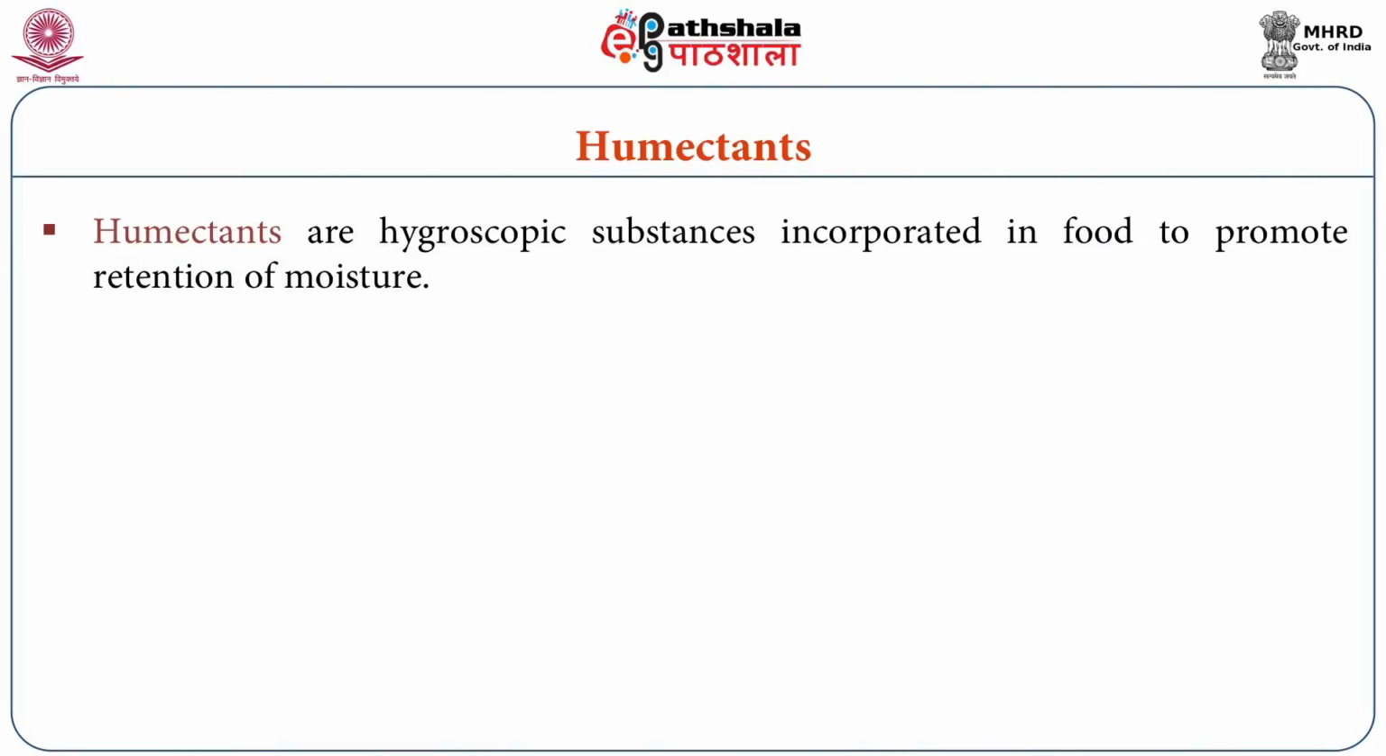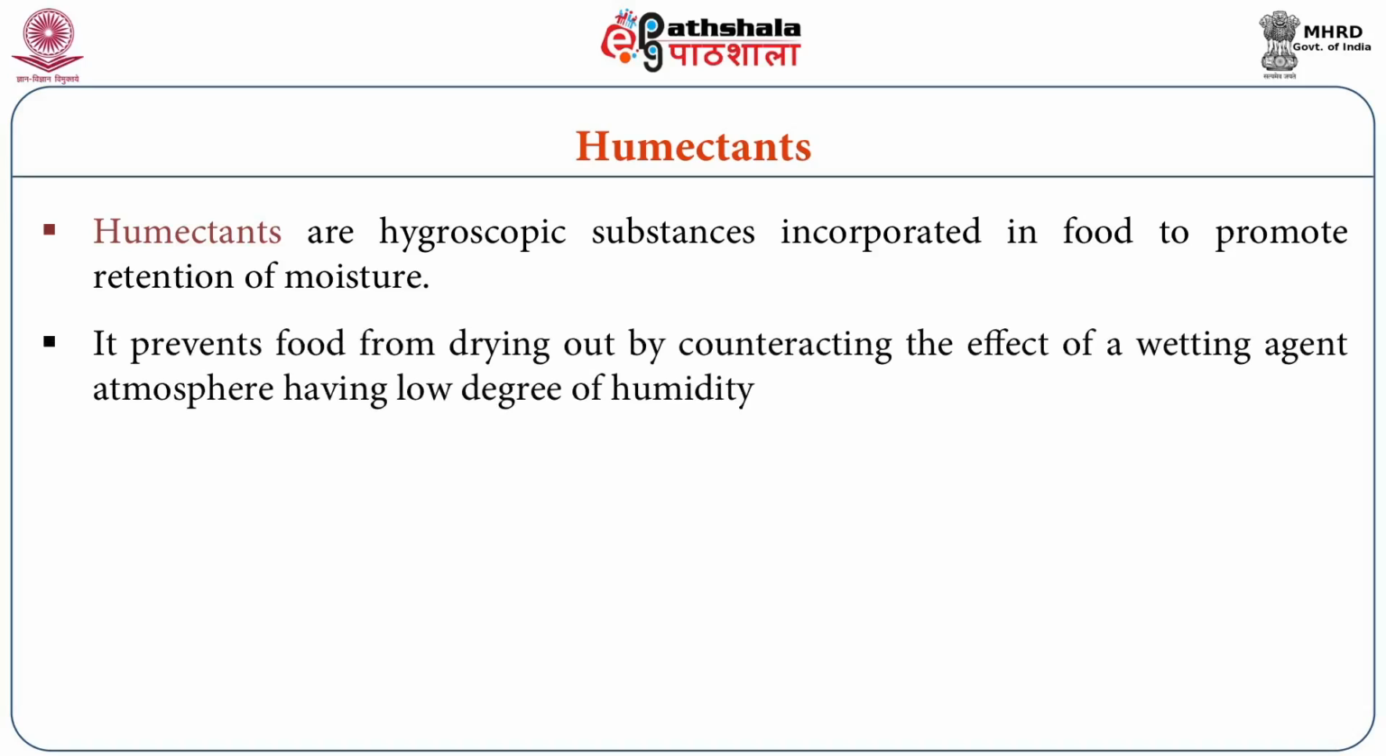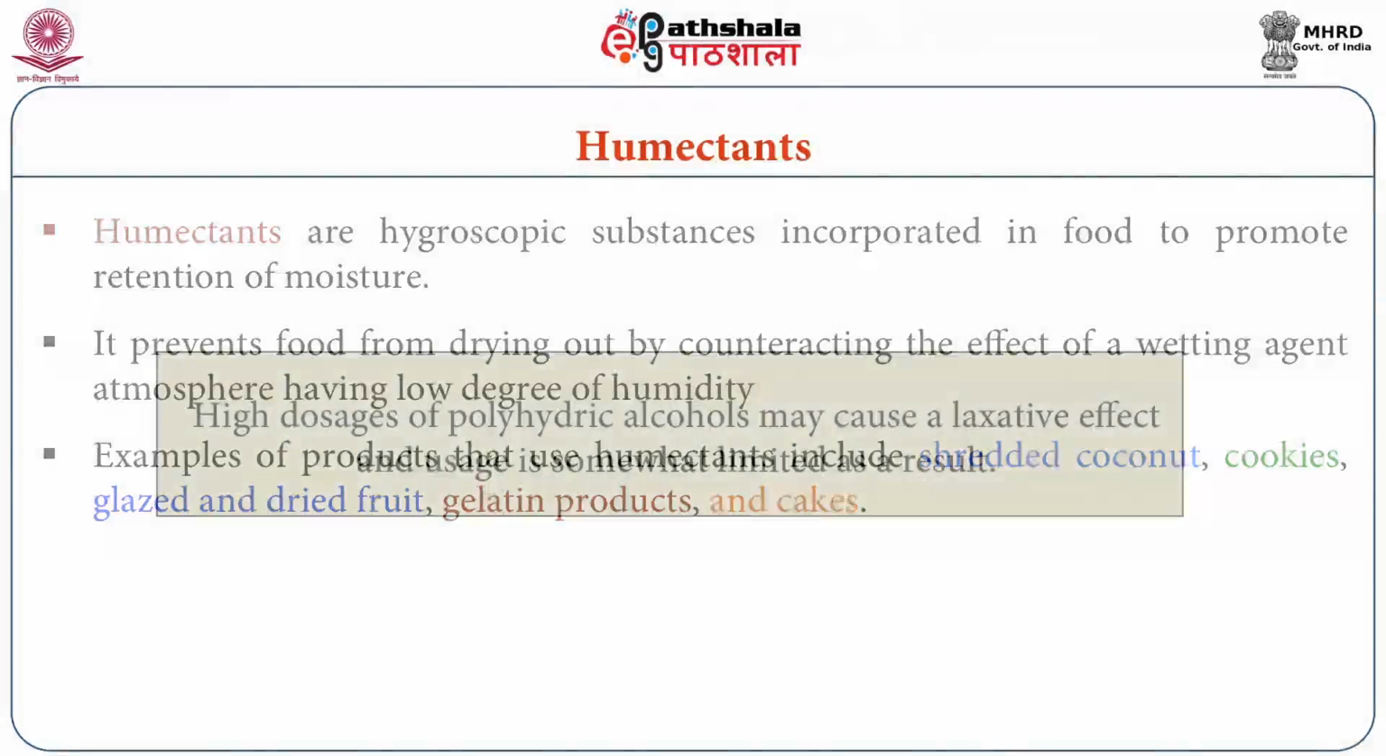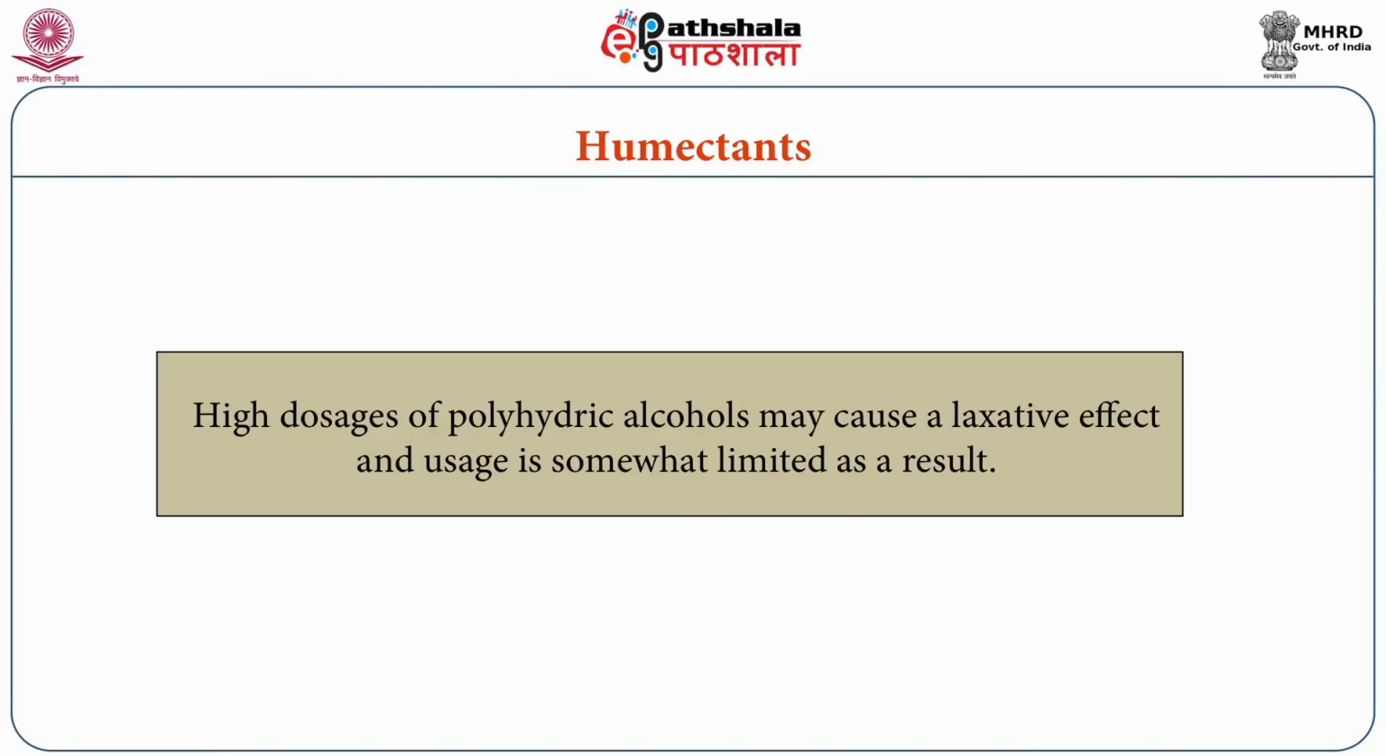The next category of additives is humectants. Humectants are hygroscopic substances incorporated in a food to promote retention of moisture. They prevent food from drying out by counteracting the effect of a low-humidity atmosphere. Examples of products that use humectants include shredded coconut, cookies, glazed and dried fruit, gelatin products, and cakes. A high dosage of polyhydric alcohol may cause a laxative effect, and usage is somewhat limited as a result.